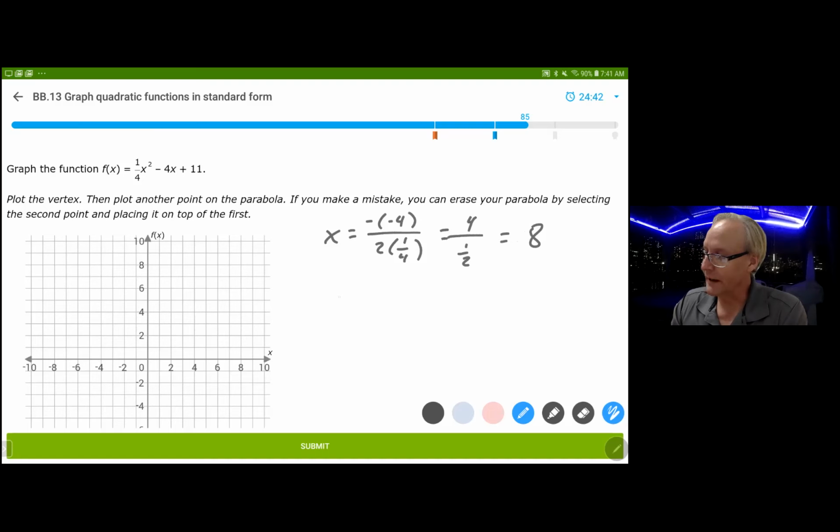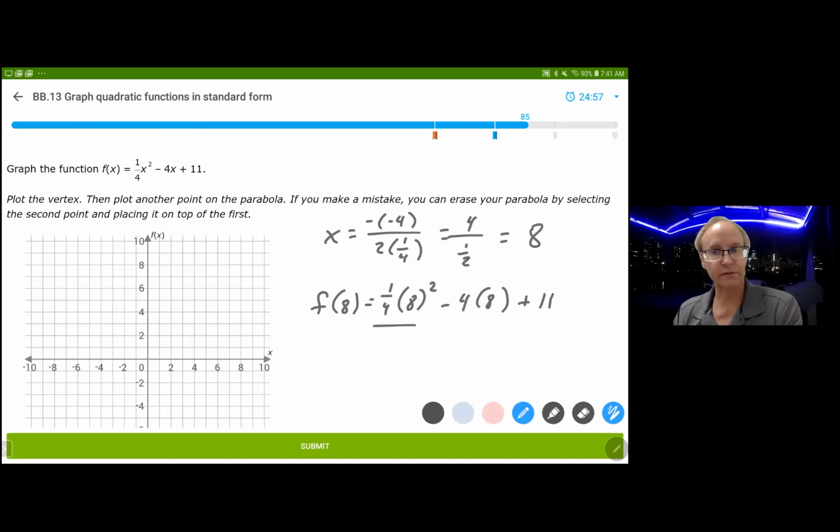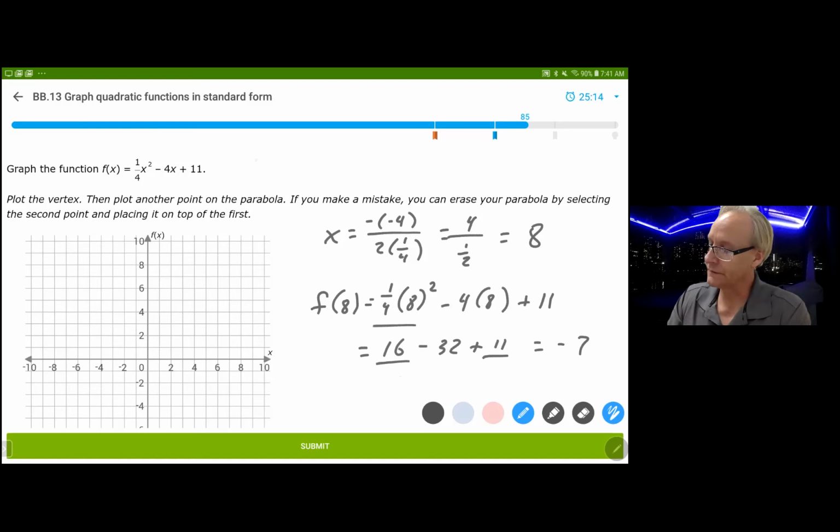So let's put in our 8. So f of 8 is 1/4 times 8 squared minus 4 times 8 plus 11. This is going to be 64 times 1/4, which is 16. Well, that is 27 when you add the positives, and minus 32 gives us -7. So we're at 8, -7. There's our vertex.